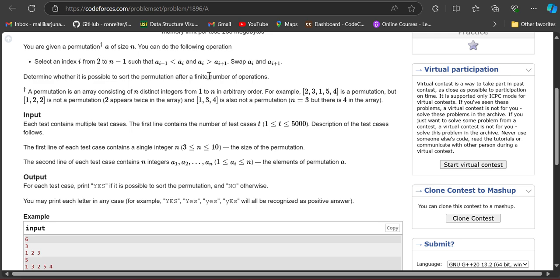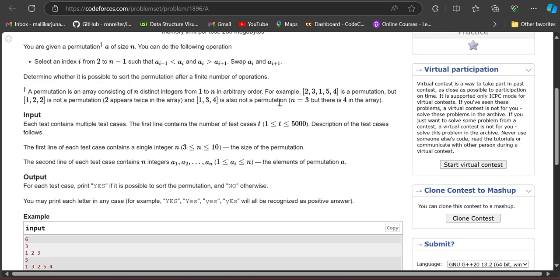It's simple. We have to check whether A[i-1] is less than A[i] and A[i] is greater than A[i+1]. We can know more about this in the test cases, so don't worry. A permutation is an array consisting of n distinct integers from 1 to n in an arbitrary order. So how can you say that it's an arbitrary order? Arbitrary order is like, see, 2 3 1 5 4 is a permutation.